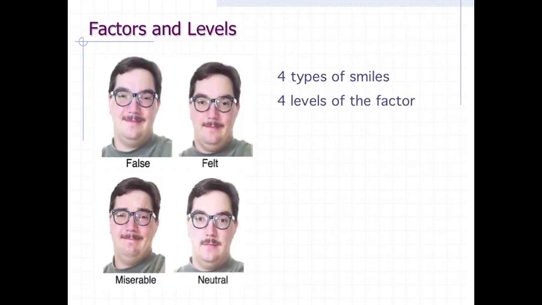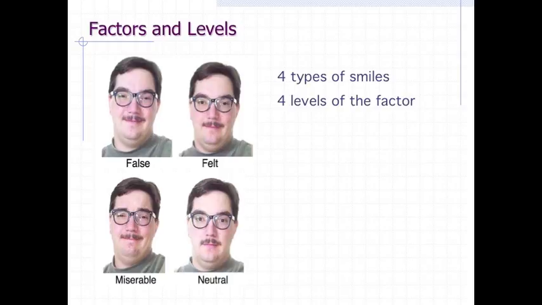An independent variable is a variable manipulated by the experimenter. In this smiles and leniency case study, the effect of 4 different types of smiles, neutral, false, felt, and miserable, on the leniency shown to a person was investigated. In this experiment, the type of smile is the independent variable.